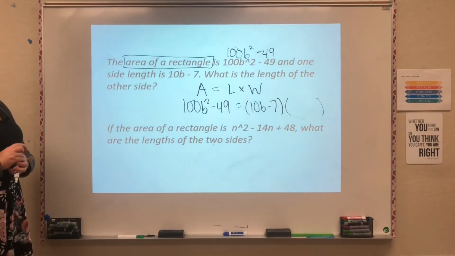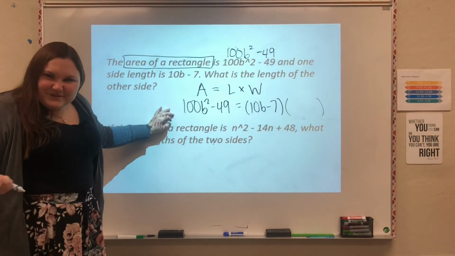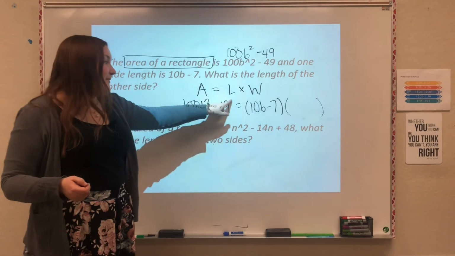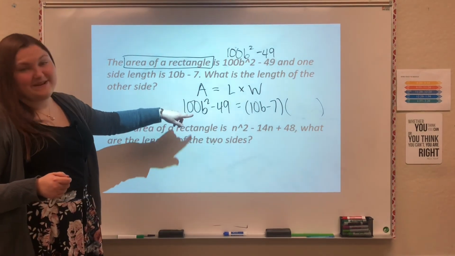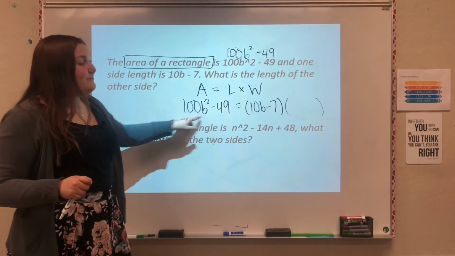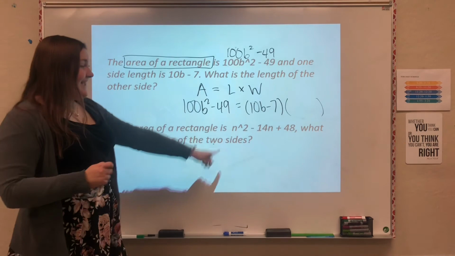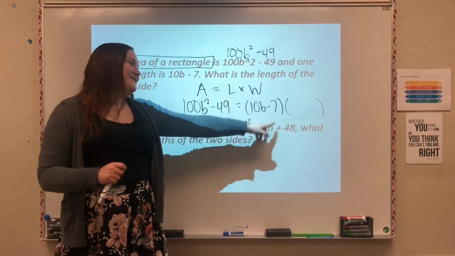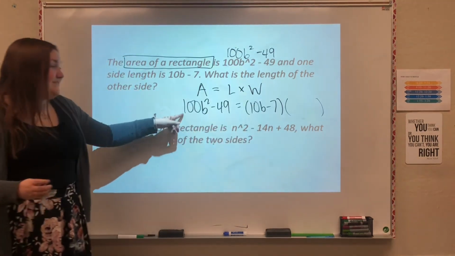Once you've got it set up like this, it's easier to see, well, this is what we were just doing. We're trying to rewrite something. In this case, this polynomial here, the 100b squared minus 49, we're trying to rewrite it as a multiplication problem. The difference is, here I gave you half of it. All you've got to do is figure out what the other half is, but I didn't even need to give you this. I could have told you this is the area.